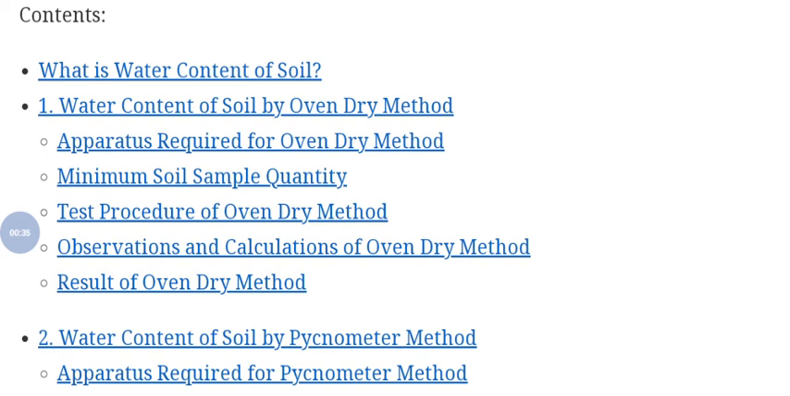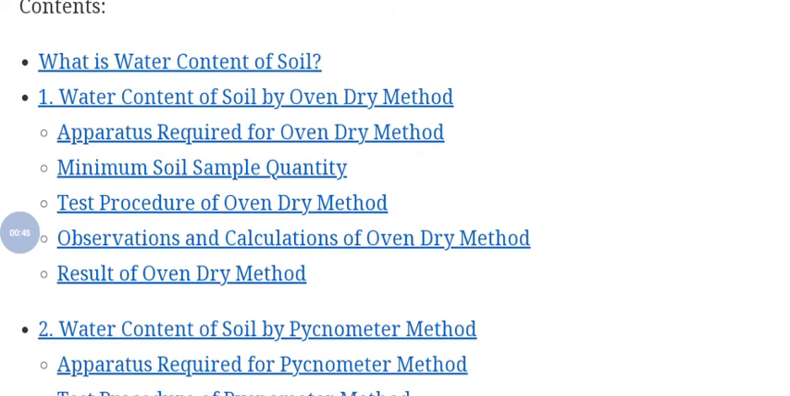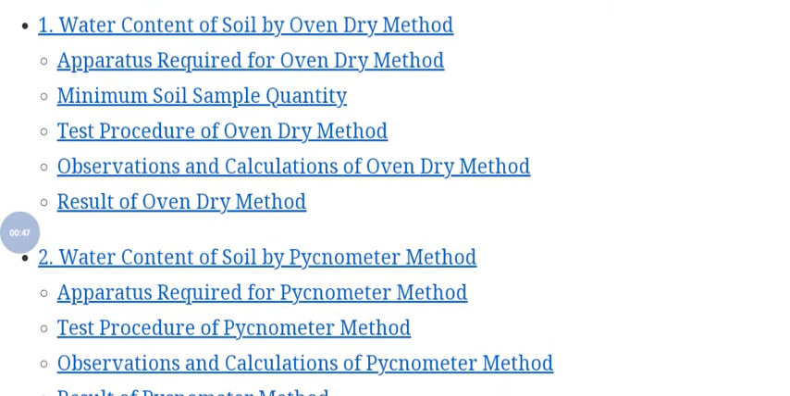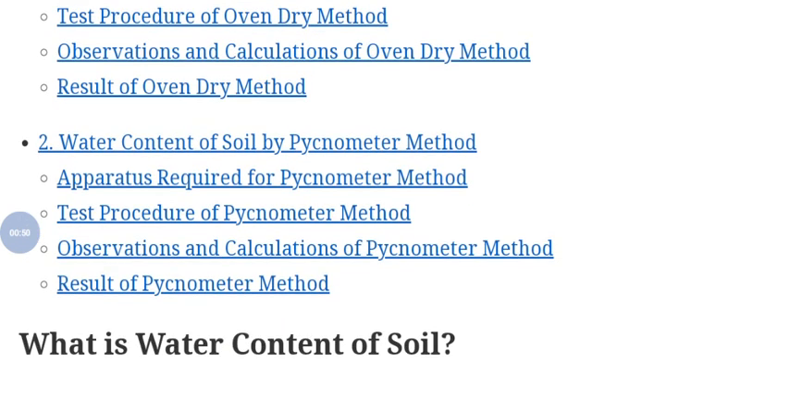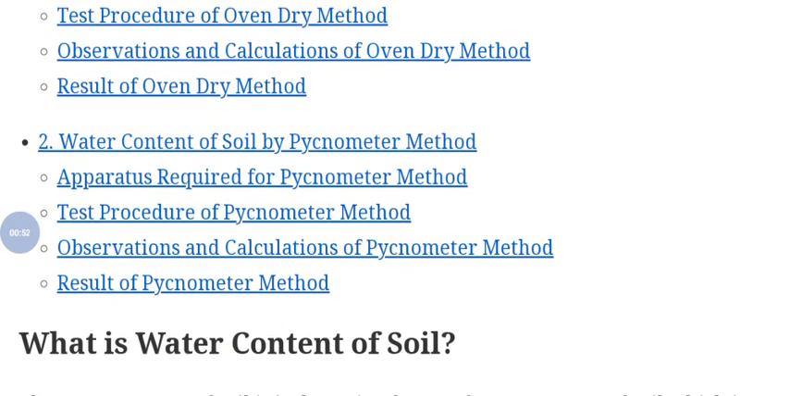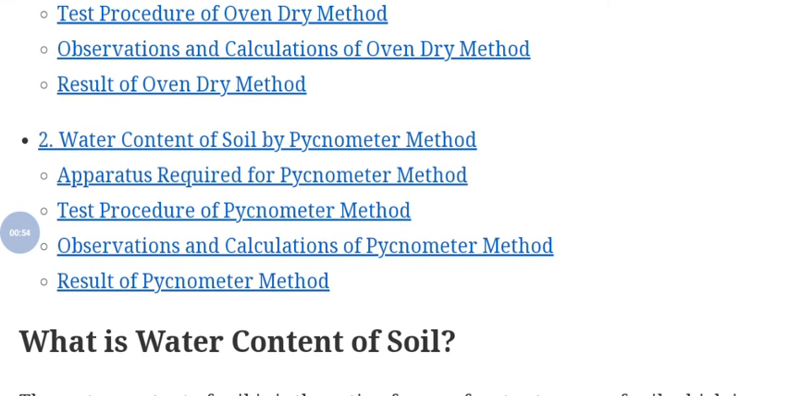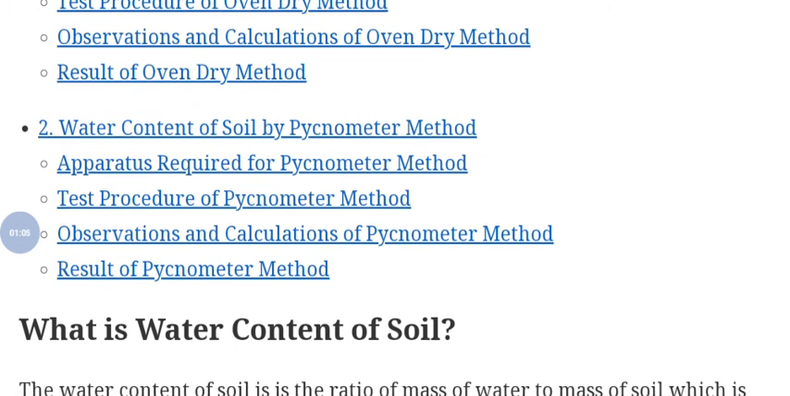Second, water content of soil by oven dry method: apparatus required for oven dry method, minimum soil sample quantity, test procedure of the oven dry method, observations and calculation of oven dry method, result of oven dry method. After that we will discuss water content of soil by pycnometer method, and the apparatus required for pycnometer method, test procedure of pycnometer method, observations and calculation of pycnometer method, and result of the pycnometer method.